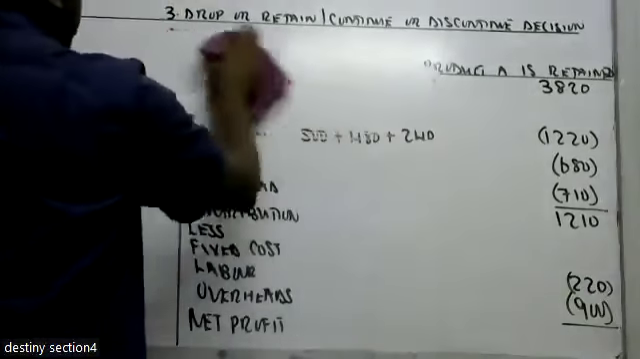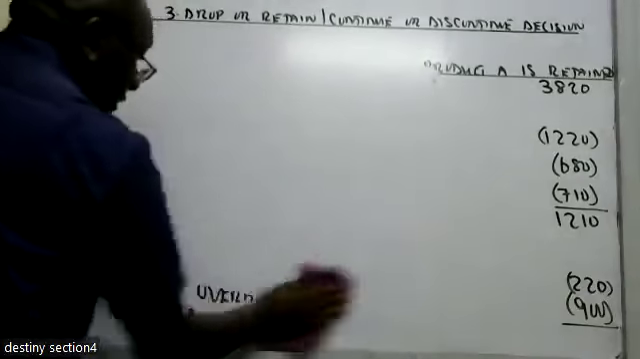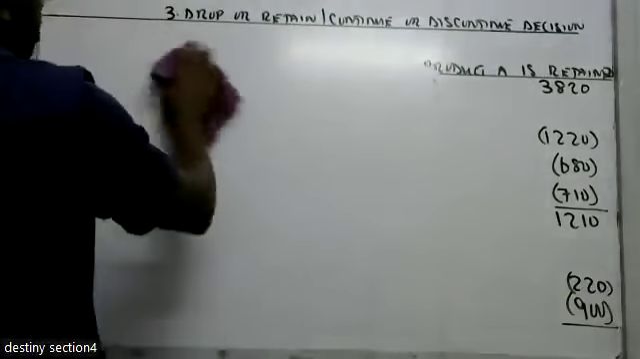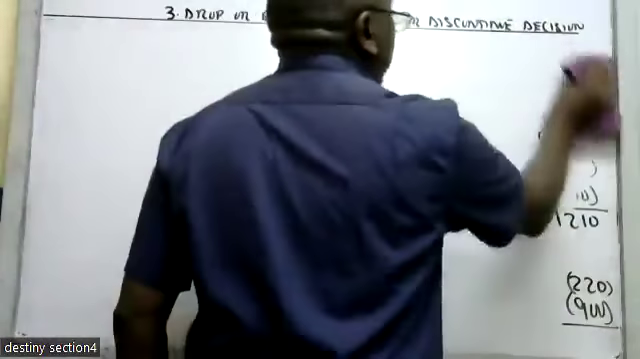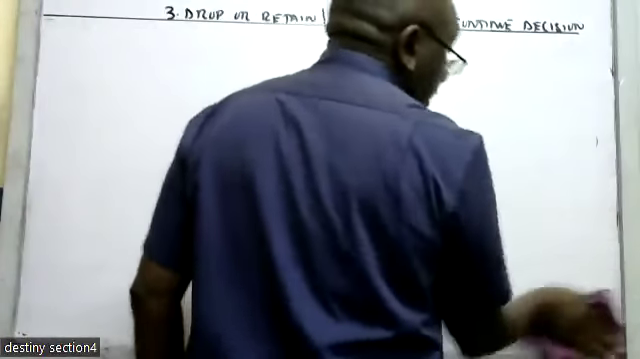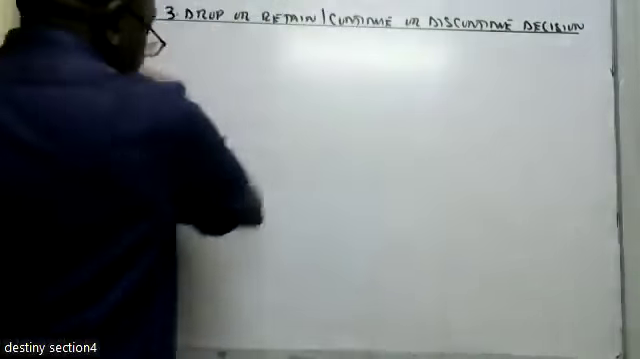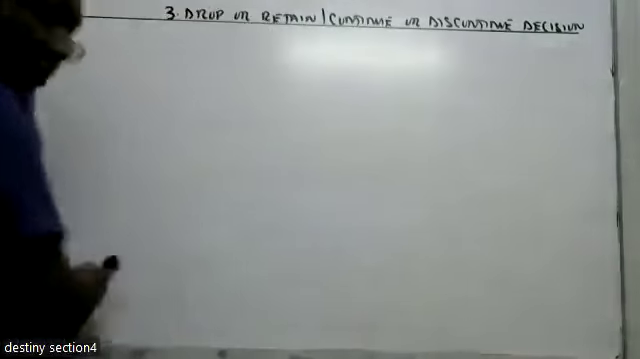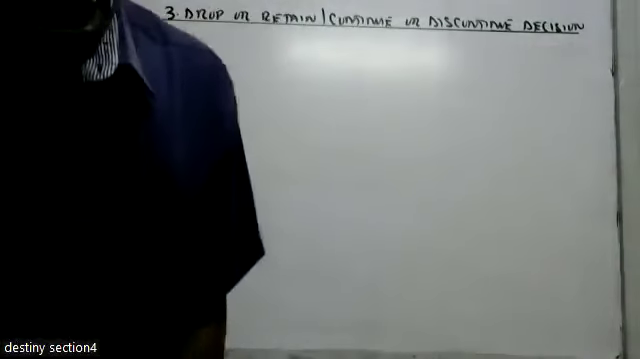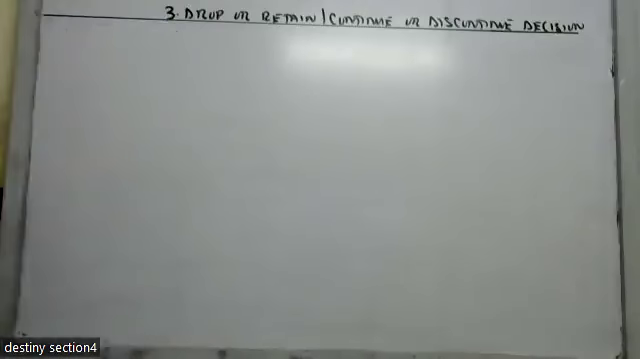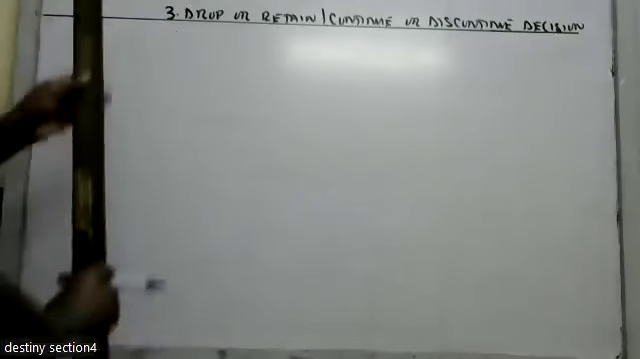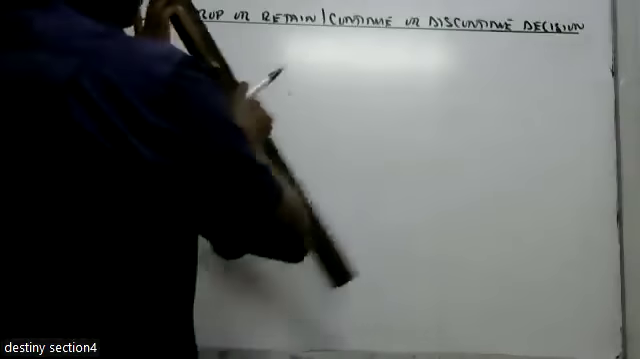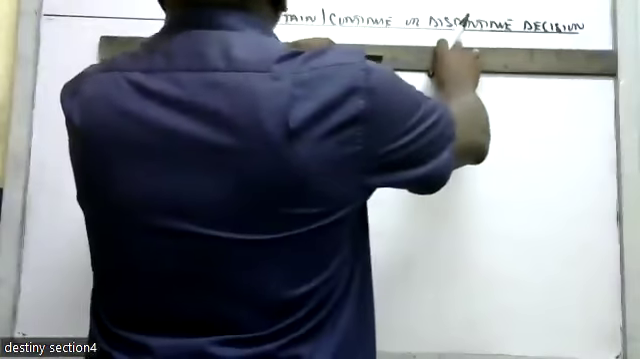If you have retained products, but you can see individually A is making a loss. Can you see that? Yeah, it's making a loss. Let's now look at what happens if you retain, if you drop A.